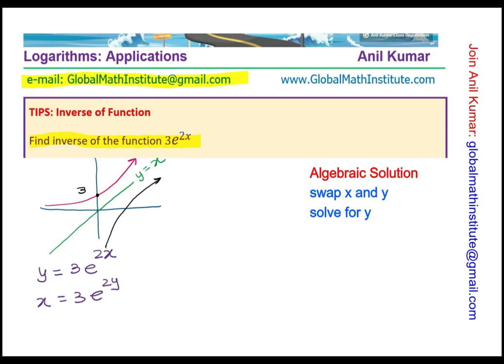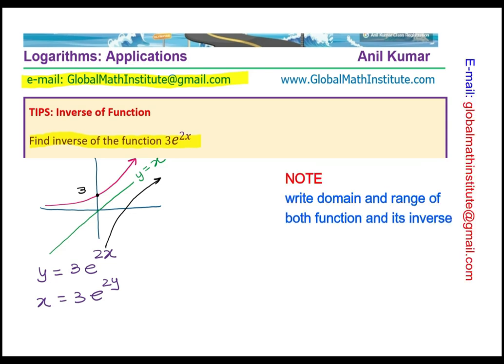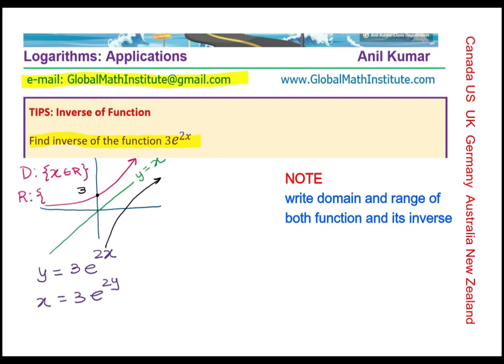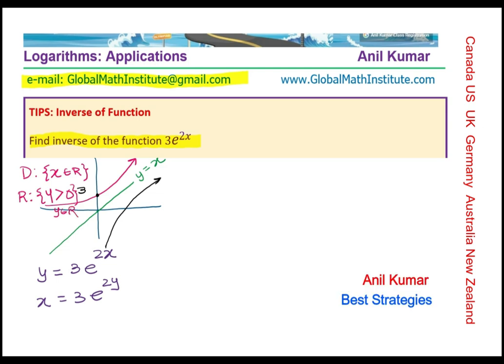Now at this stage, I'd also like you to look into the domain and range of the function. Remember, as far as the function is concerned, the domain here is x belongs to real numbers. So in the first case, we have domain as x belongs to real numbers, and the range is y greater than 0. Of course, they are real numbers, so y also belongs to real numbers.